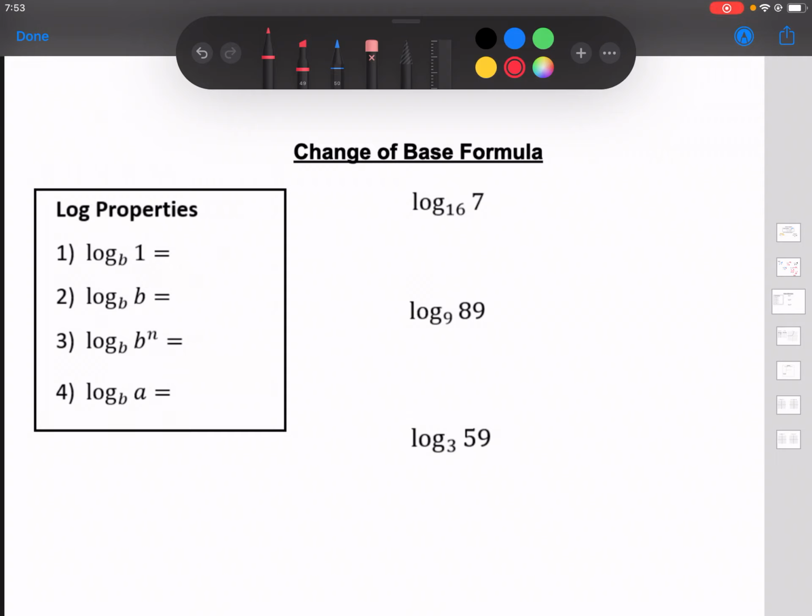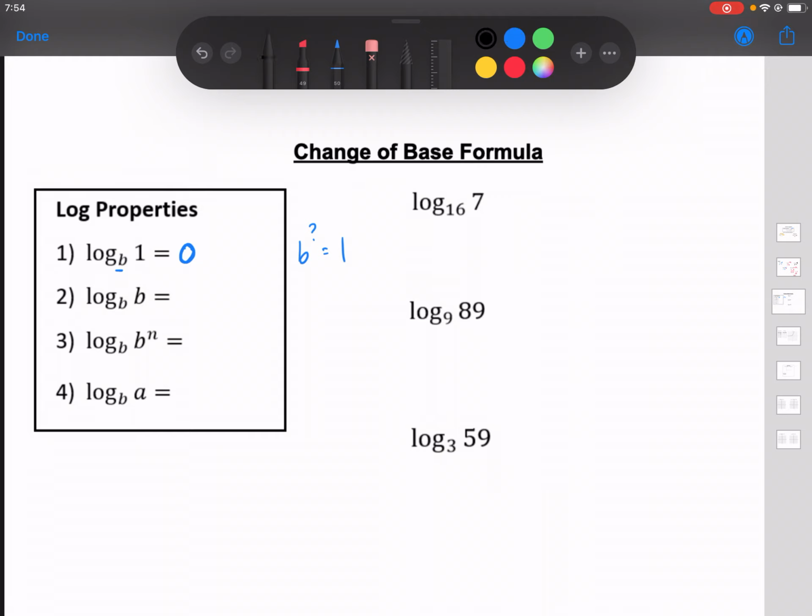So let's talk about a few of the special log properties you're going to have, and a lot of them actually have to do with your exponential properties. So for instance, this first one, remember when you solve something, you always think, b to what power gives you 1? Well, anything to the 0 power is always 1, so this one's just going to be 0.